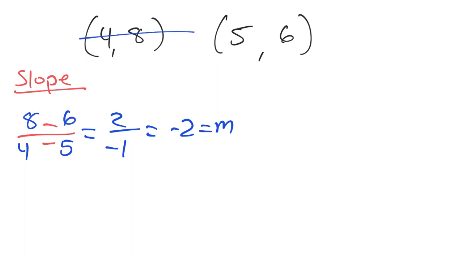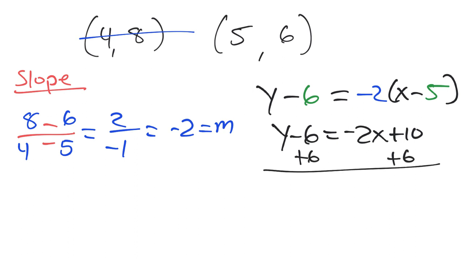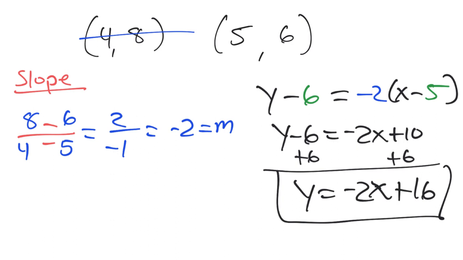I like 5 and 6 for some reason. Let's go into our point slope form. So y minus our y value, which is 6, equals your slope, which is negative 2, times x minus your x value here, which is 5. Now, let's go ahead and clean this up. We get y minus 6 equals negative 2x plus 10. Add 6 to both sides, and you're left with y equals negative 2x plus 16.